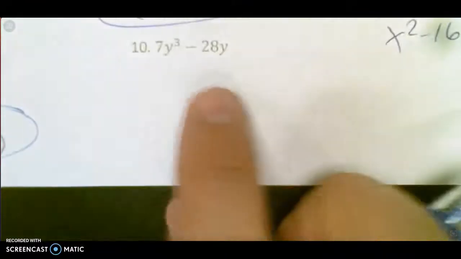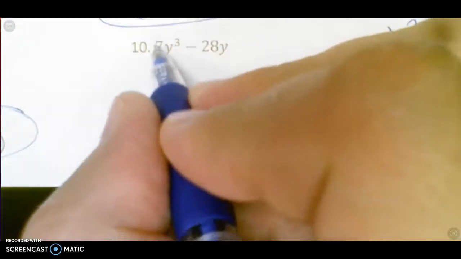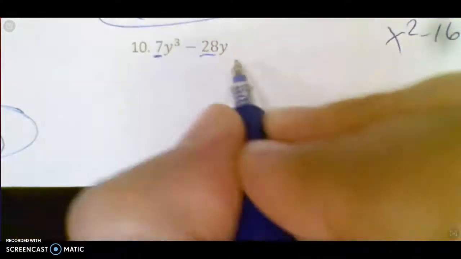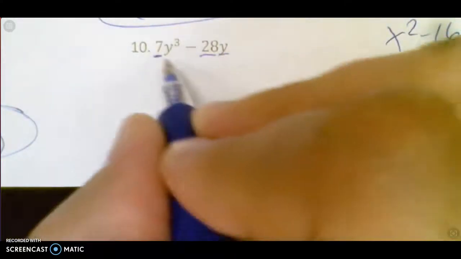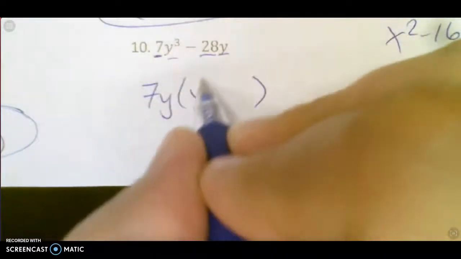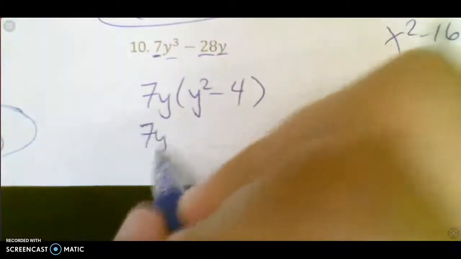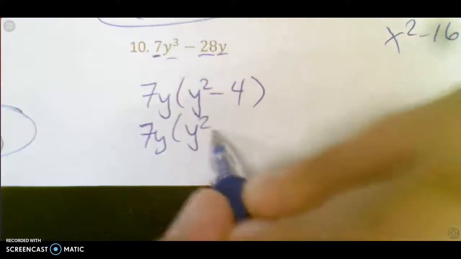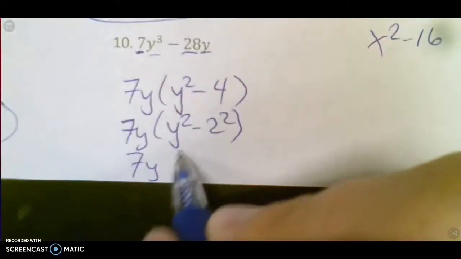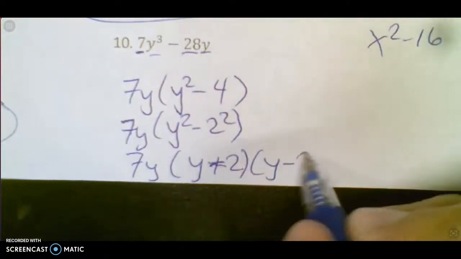Same deal here, but don't do it too early. Those aren't squares. If you notice, I should always be looking for a GCF. See how 7 goes in here, 7 goes in here, y goes in here, y goes in here. So I can take out a 7y. I'll be left with y squared minus 4. Now that is really something that factors further. Just don't lose your 7y along the road. Y plus 2, y minus 2.